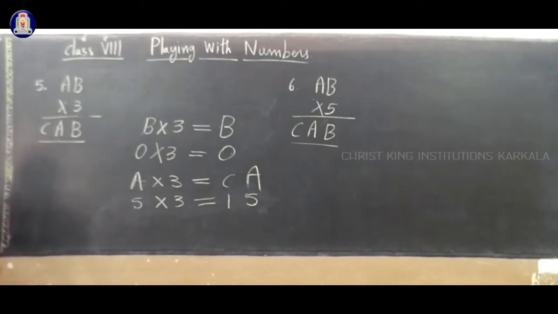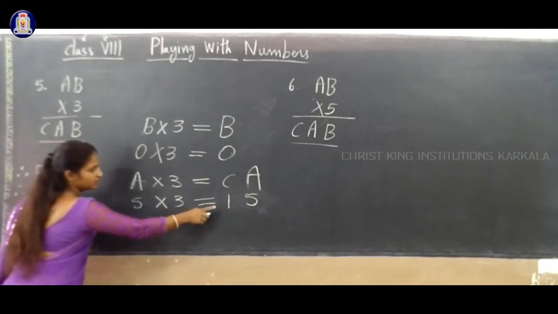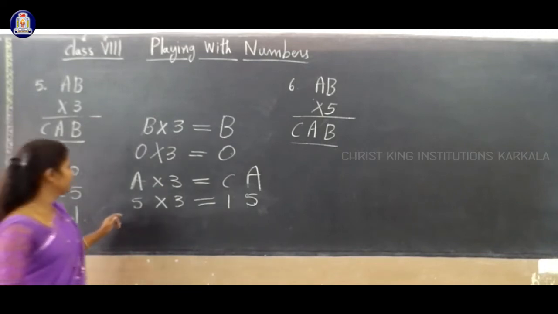Correct? So now we will see. Therefore, the B value is 0. Then A is 5. Then C value is 1. So A is 5, B is 0, and C is 1. Clear? If you want, you can verify.